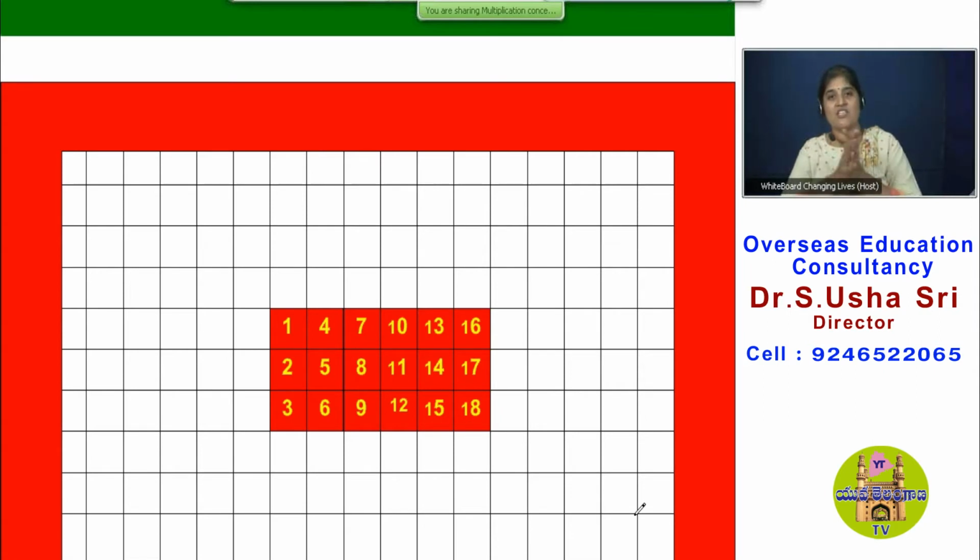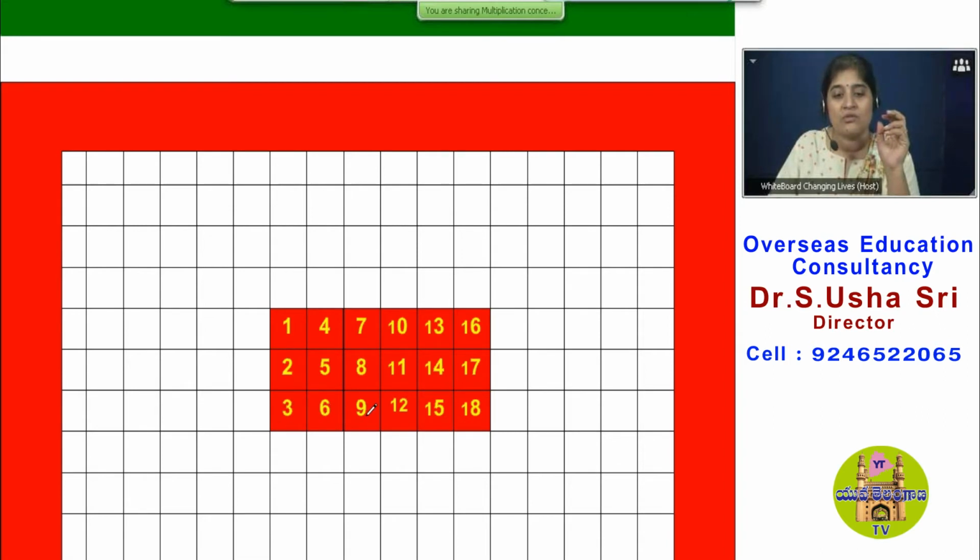How many blocks have I taken, children? I have taken 18 blocks. But I have not taken them together. I have written them in this form. So how many blocks do we have on this side, children? 1, 2, 3. And on this side, how many blocks do we have?